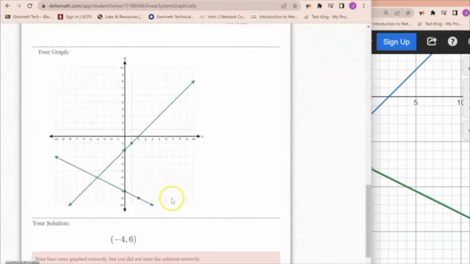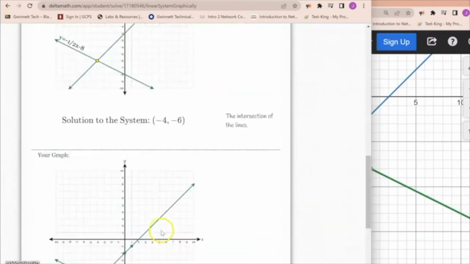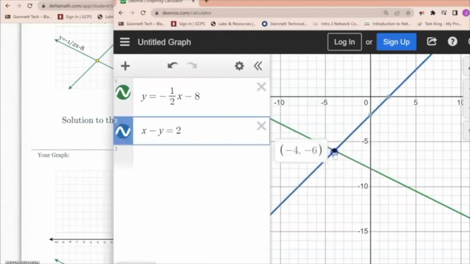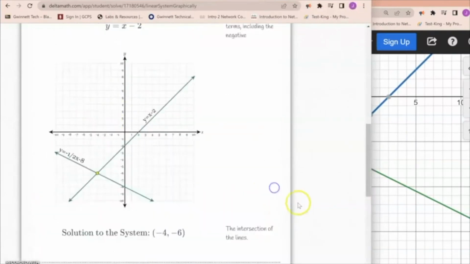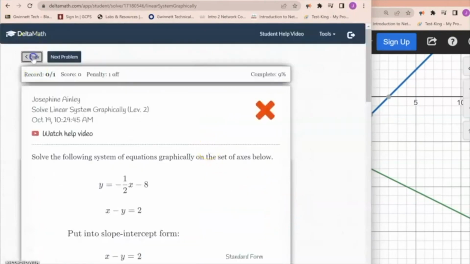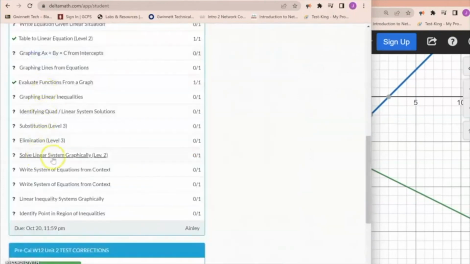Yep. Your lines are graphed correctly, but you did not state the solution correctly. Why? Oh, I didn't put the -6, y'all. Oh my gosh. All right, so please be careful. Click on it, look at it. So -4, -6. Please make sure that you copy it down. -4, -6. All right, so that's linear by graphs.